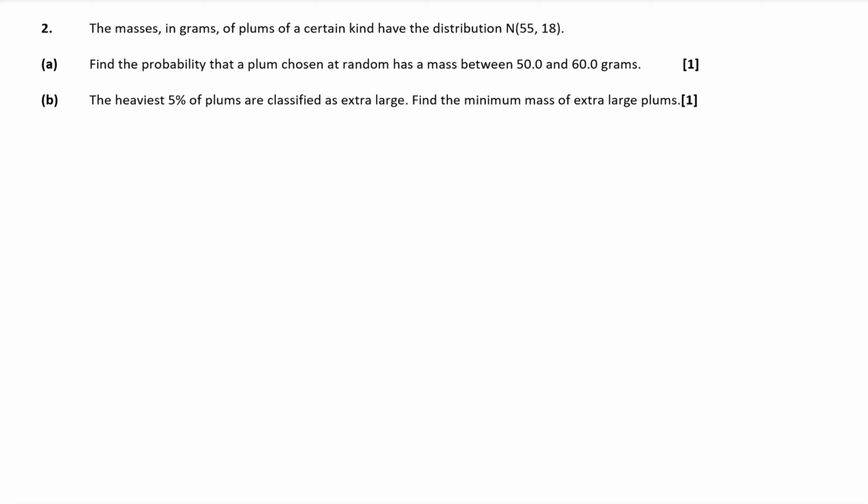Question 2. The masses in grams of plums of a certain kind are normally distributed with a mean of 55 and a variance of 18. A. Find the probability that a plum chosen at random has a mass between 50 and 60 grams. For this question, we simply just plug this in on our calculator.